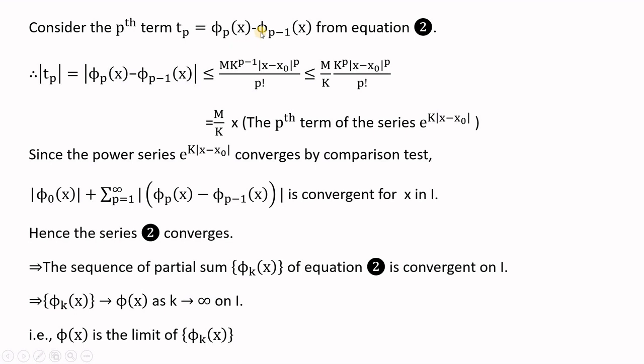Now we are considering the p-th term in the series. This term will be less than or equal to M by k times the p-th term of the series of exponential of k times modulus x minus x naught. Since the series e power k into modulus x minus x naught converges, by comparison test this series also converges. Hence, the series taken in equation number 2 also converges. Therefore, the sequence of partial sums also converges. Therefore, we are taking the converging limit of the sequence phi k of x as phi of x.